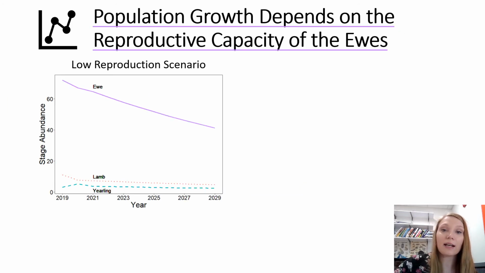So to jump right into what we found with our results, the population growth does depend on the reproductive capacity of the ewes. In this figure, we're showing the year on the x-axis, starting at 2019, which is where we observed those initial estimates, and we're projecting that into the future 10 years to 2029. Each of these lines demonstrates the stage abundance for each of our 3 stages, and we see a dramatic decline in the number of ewes in our population. Now this is at that low reproductive scenario, where only about 12% of ewes have female lambs.